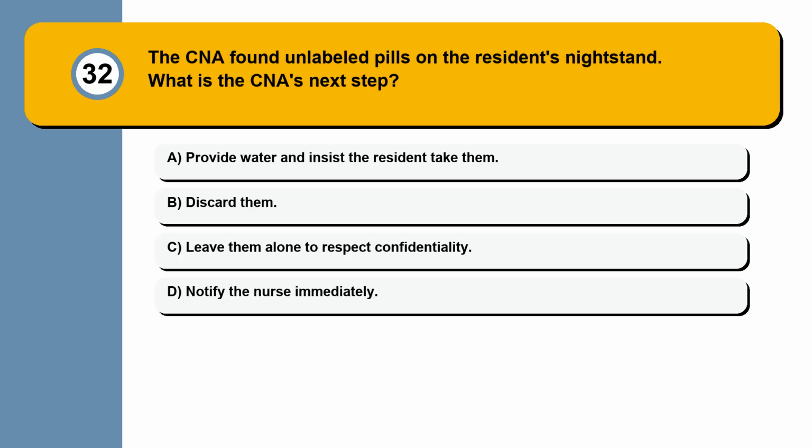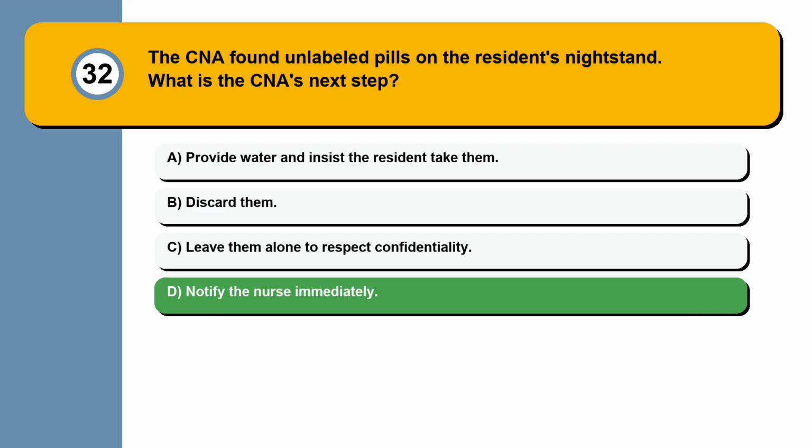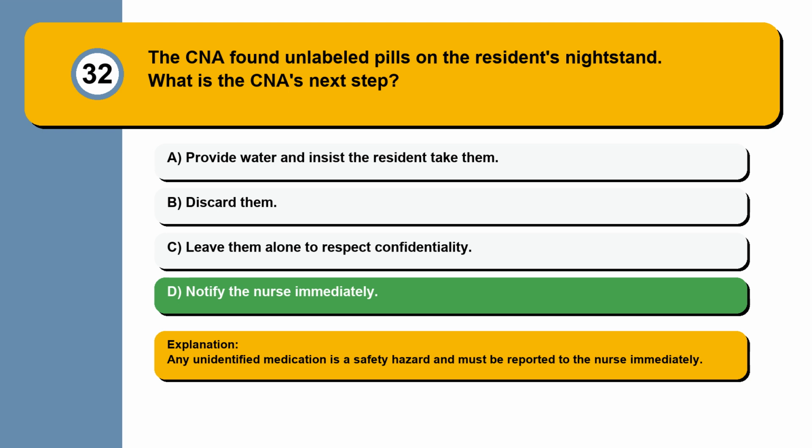Question 32. The CNA found unlabeled pills on the resident's nightstand. What is the CNA's next step? Provide water and insist the resident take them. Discard them. Leave them alone to respect confidentiality. Notify the nurse immediately. Any unidentified medication is a safety hazard and must be reported to the nurse immediately.